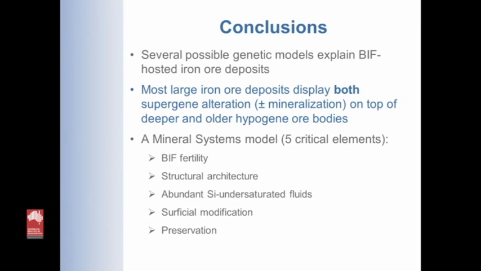Most large iron deposits display both the supergene alteration on top of deeper, older hypogene ore bodies. Very few large deposits form just through one type. The mineral system model is very handy for simplifying quite complex situations. BIF fertility is very important in terms of having the right composition and the right thickness to start off with. Structure is important in terms of fold thickening, and then later transport of fluid through the BIF, leaching the silica from the BIF. We need to have the right fluids, that can leach silica from the BIF, and sufficient modifications; preservation is crucial as well.